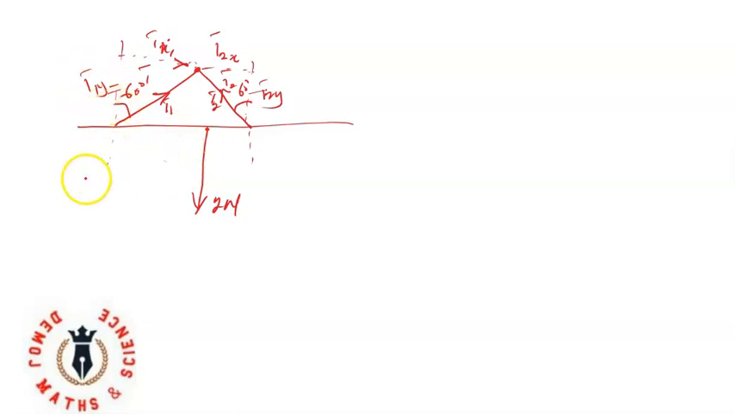Now, if you look at it carefully, for the body to be in equilibrium, in our last lesson we said the summation of Fx must be equal to 0, and the summation of Fy must be equal to 0.